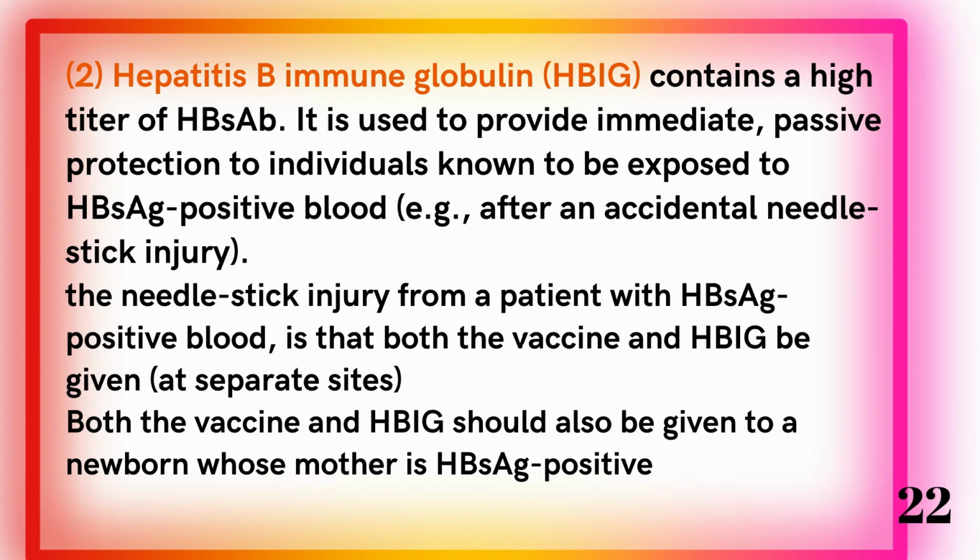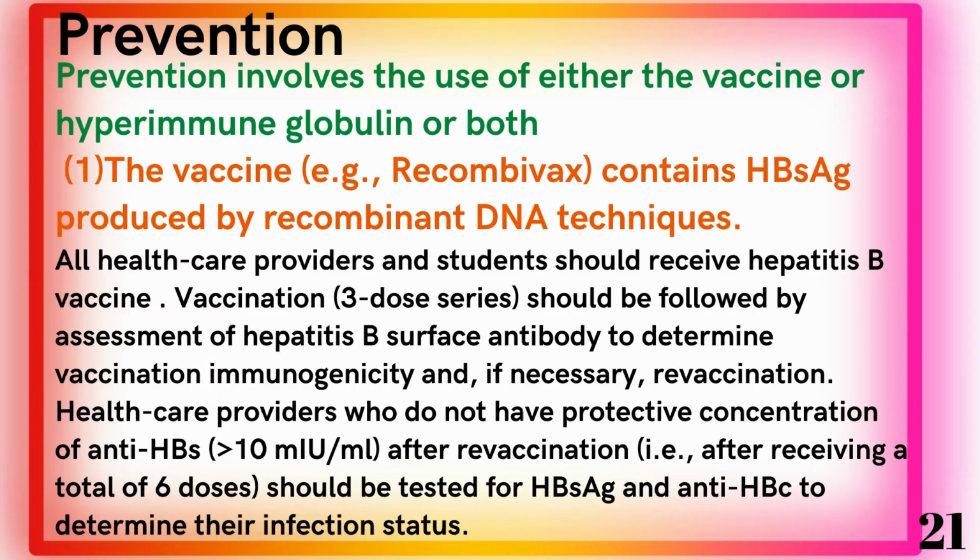You can receive 3 doses: one at day 0, the second after 1 month, and the third after 6 months. This is the vaccine, and this is Recombivax. Recombivax is a recombinant DNA vaccine. So you can do hepatitis B surface antibody testing before.